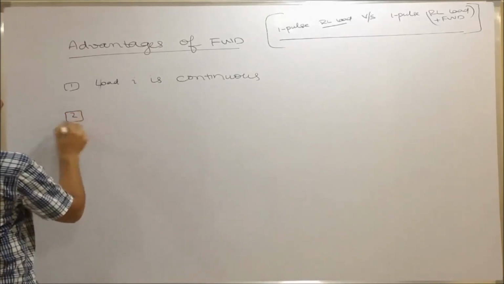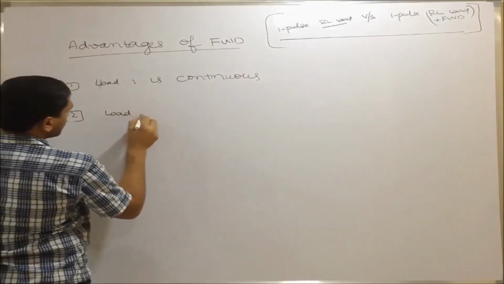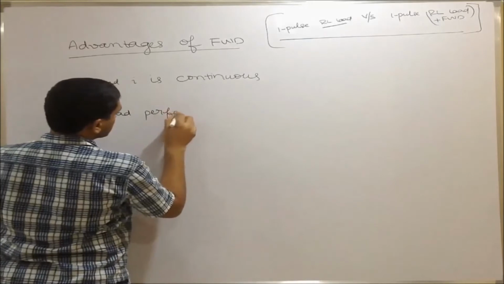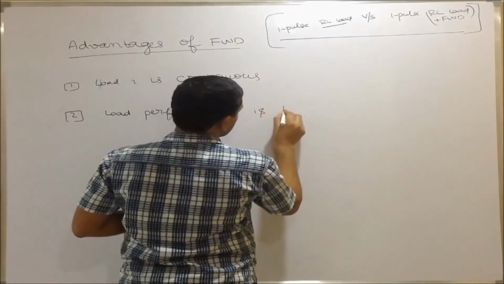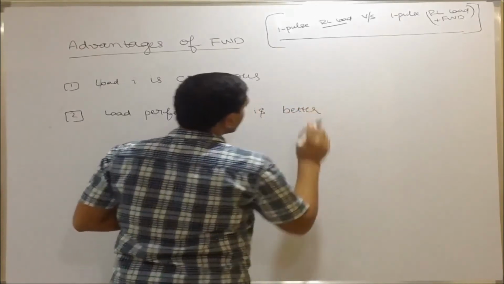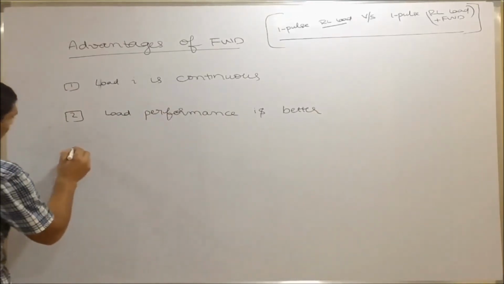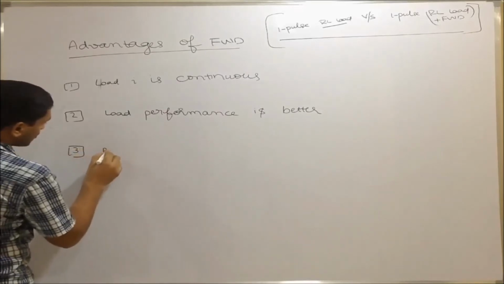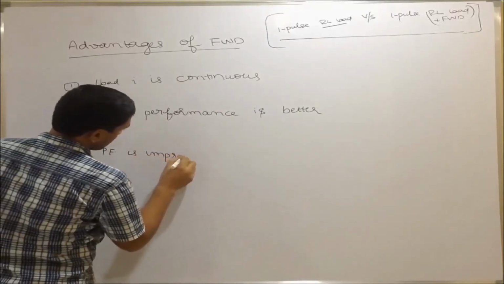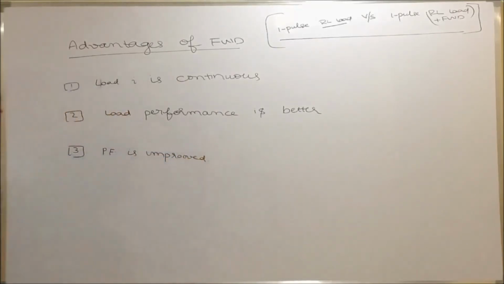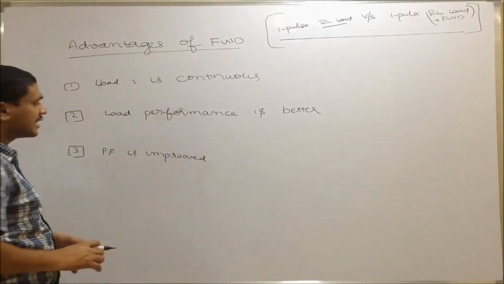Next one. If the load current is continuous, what happens? Load performance is better. Some loads require continuous load current, so in that case, the performance is better. The third one, power factor is improved. How is the power factor improved? The power factor is improved because the net power delivered to the load is increasing.